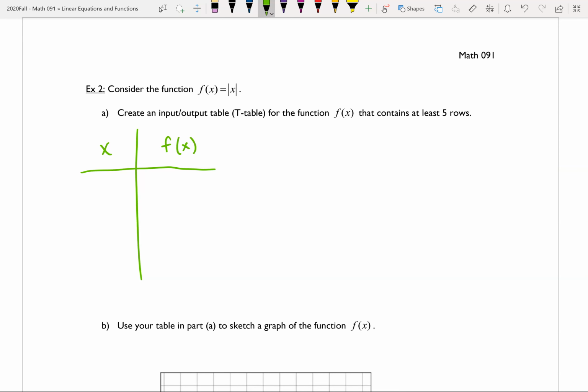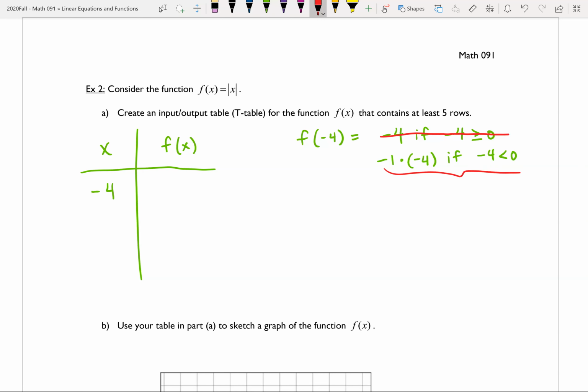So if I plugged in -4 into the function, we would have f of -4 is equal to, and it's either going to be -4 if -4 is greater than or equal to 0, or -1 times -4 if -4 is less than 0. Since the top statement is false, we're going to go with this statement here. And so -1 times -4 is +4. So I'm going to fill that in here.